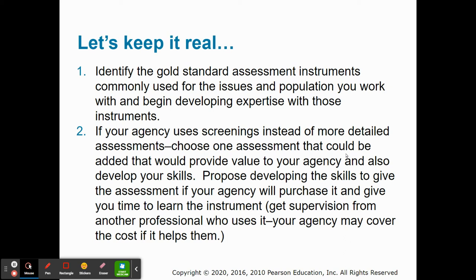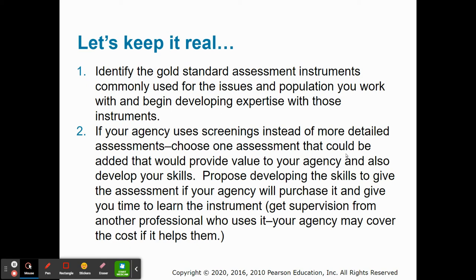But you really are interested in assessment and you want to develop your skills. One of the things that you can do is identify what the gold standard assessments are in the area where, if you're working with children, then probably an ADHD assessment is going to be needed. It's going to be used all the time. What's the gold standard ADHD assessment? Identify what that is. And then if your agency does not use that, I would talk to my agency about how that could benefit them.